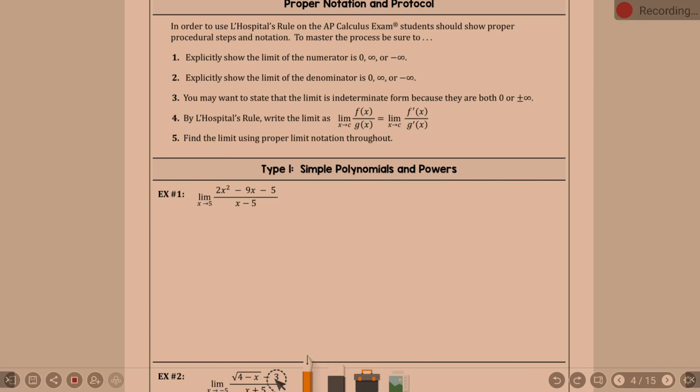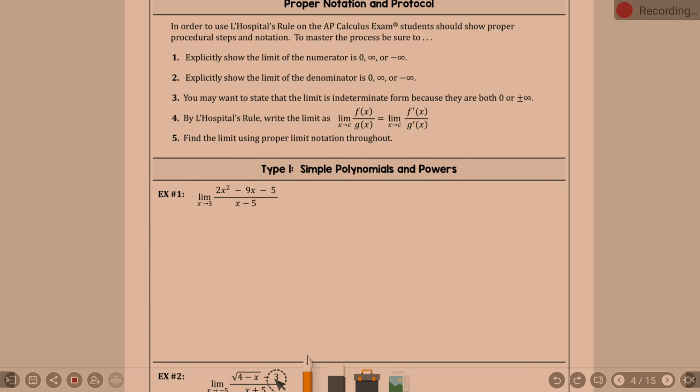So in order to use L'Hopital's rule on the AP Calc exam, students should show proper procedural steps and notation. Be sure to explicitly show that the limit of the numerator is either 0, infinity, or negative infinity. Same thing for the denominator, that's step 2. Step 3, you may want to state that the limit is indeterminate, such as 0 over 0 or infinity over infinity. And then you usually denote somehow by L'Hopital's rule, and you show the limit there, okay?